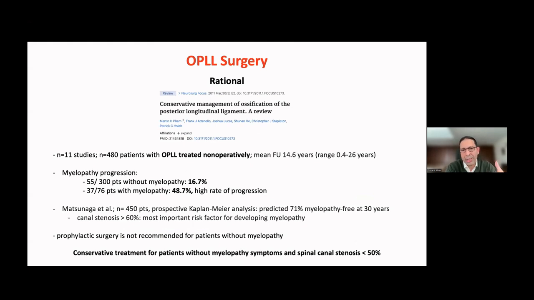And Matsunaga had already shown that and predicted 71% myelopathy-free at 30 years follow-up. Canal stenosis is a more important risk factor for development of myelopathy, stenosis higher than 60 percent. So again, prophylactic surgery is not recommended for patients without myelopathy.